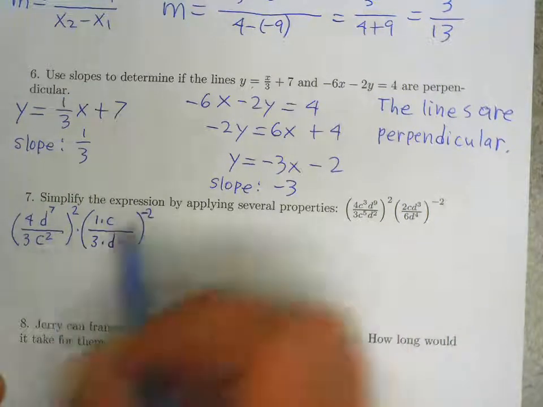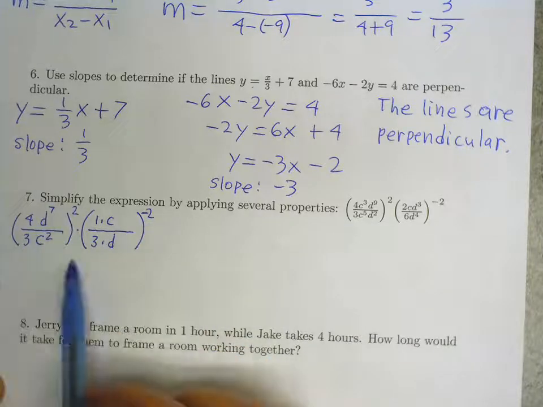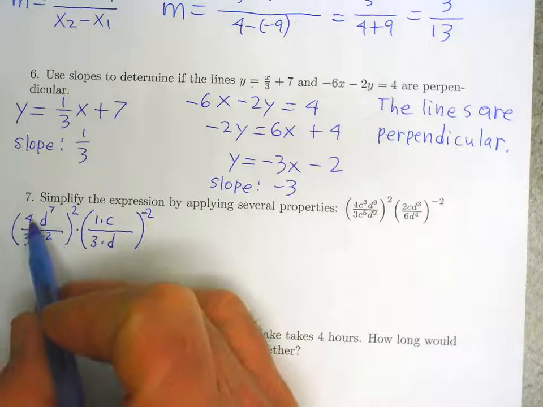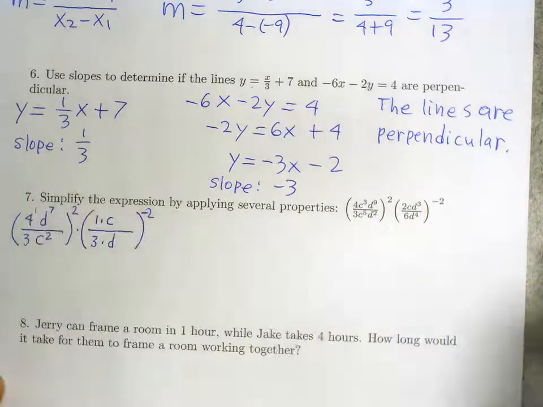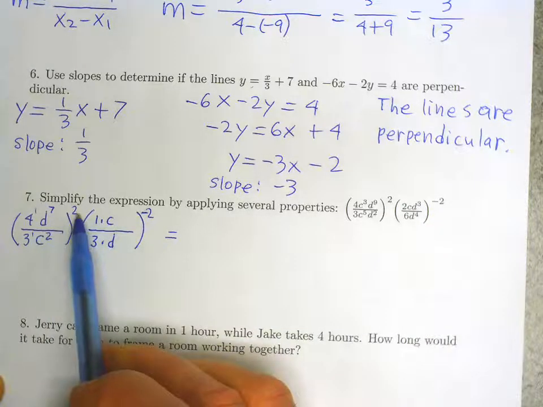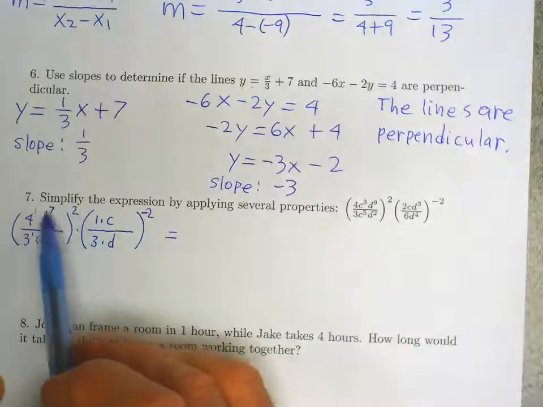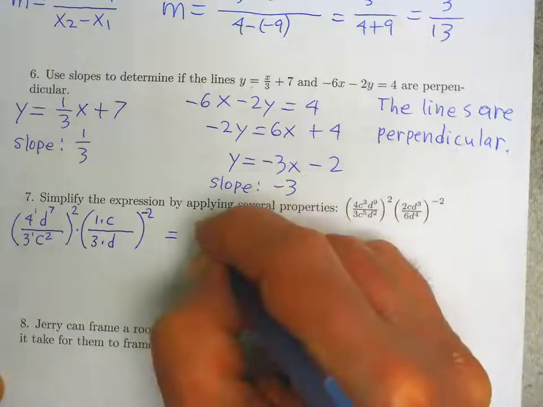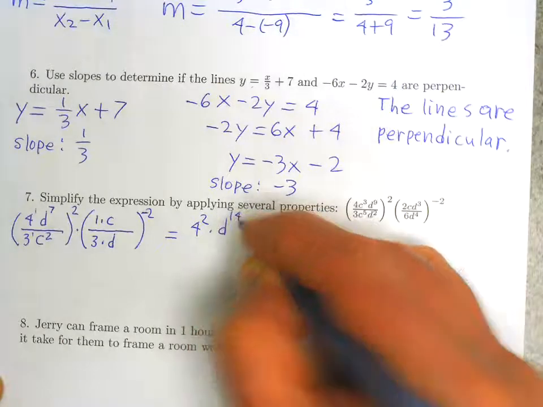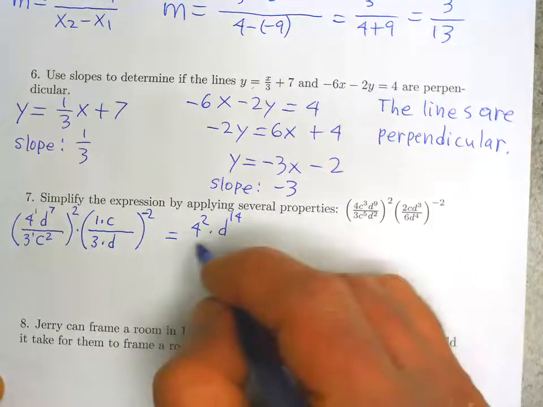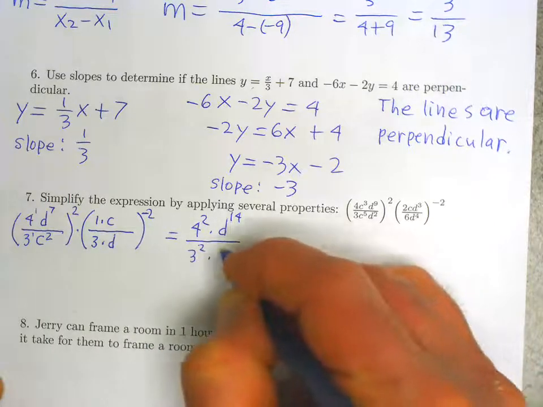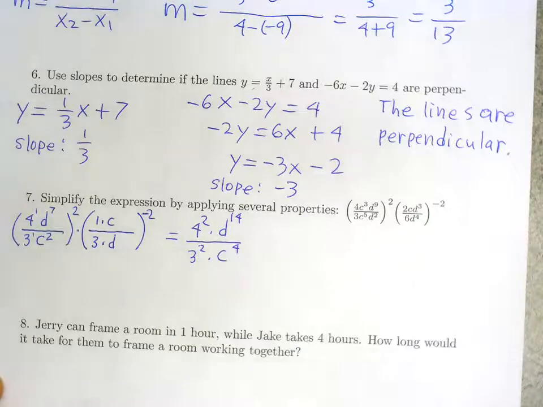Okay, the next step, for the term on the left, we'll apply this outer exponent. Remember that 4 is equivalent to 4 to the 1st, and 3 is equivalent to 3 to the 1st. So we're going to multiply the outer exponent 2 times each of those exponents, and we'll get 4 to the 2nd times d to the 14th, because 2 times 7 is 14. And then in the denominator, we get 3 to the 2nd times c to the 4th, because 2 times 2 is 4.